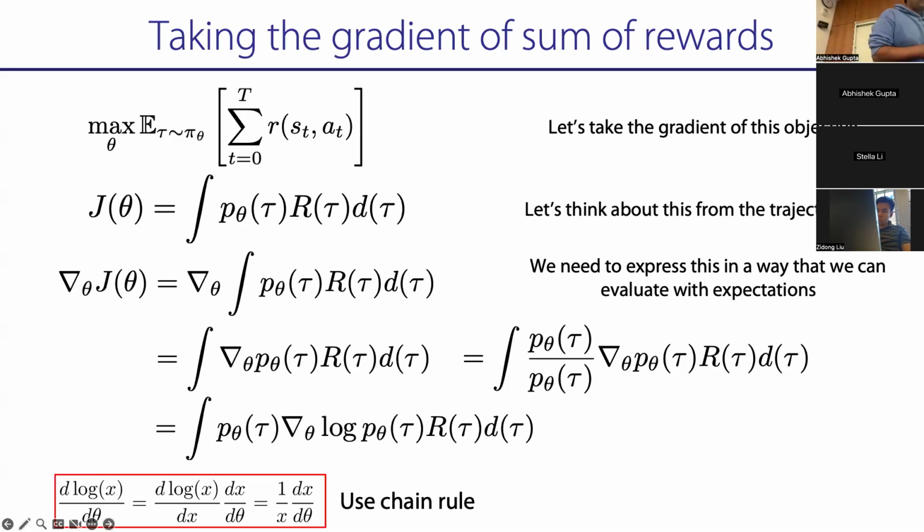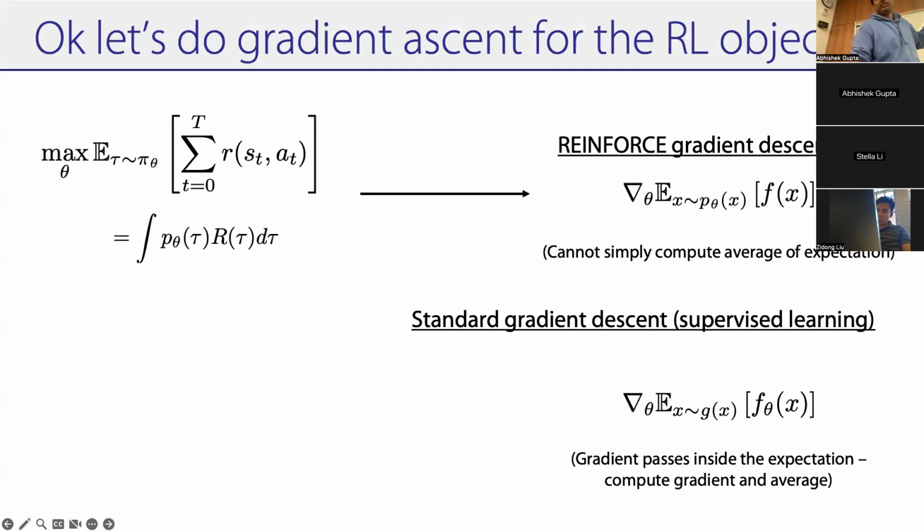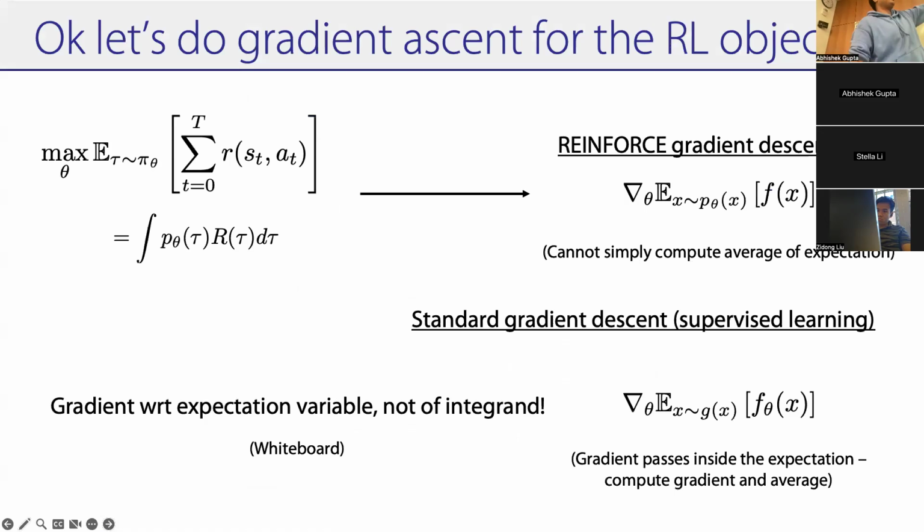This is a pretty general trick. It doesn't have to be just for RL. Any objective which looks like that thing on the top, anything where you can sample, and the thing you're sampling with respect to depends on theta, you can use the same trick.